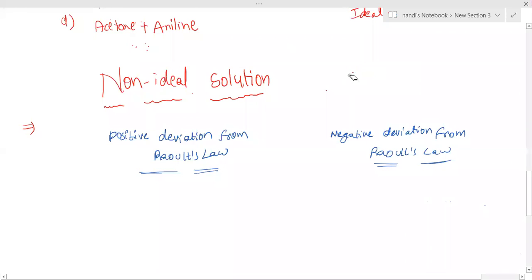Strong intermolecular force of attraction. Suppose any molecule has strong intermolecular force of attraction, they can show less vapor pressure and more boiling point, then they can show negative deviation. That indicates only strong forces of attraction. Now we'll try to explain.